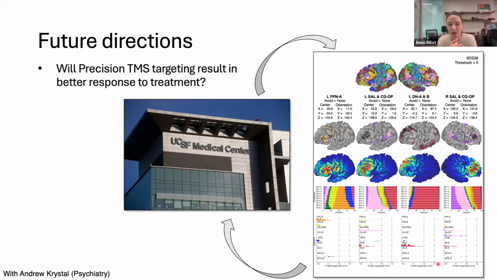And another ongoing extension of this work is to examine if this precision TMS approach actually results in better response to treatment, of course, because we can see that there are some differences in neural response, but if it doesn't result in response improvement in a disorder, that might not be important for the clinic. So for this, we are collaborating with Andrew Crystal's team at UCSF to prescribe personalized TMS targets for each individual with depression who comes to the clinic based on their fMRI data. And we will evaluate after their treatment if the prescribed targets lead to better results in terms of TMS response than the typical standard clinical targets.